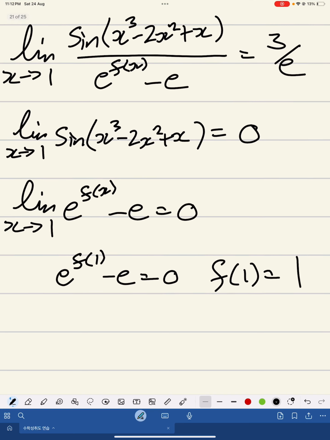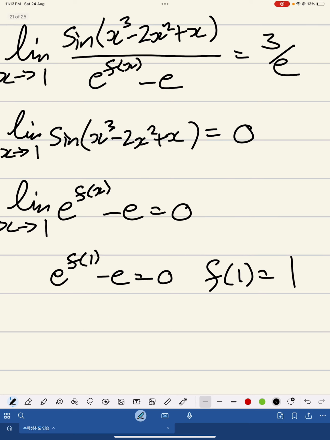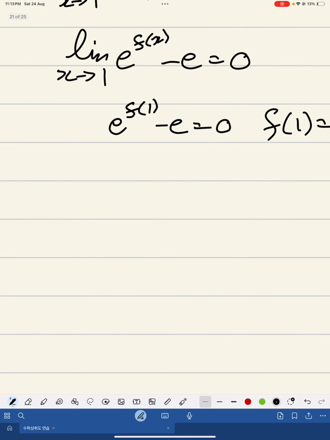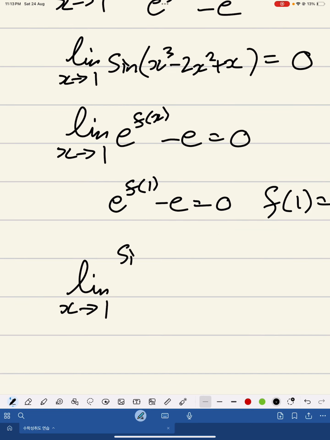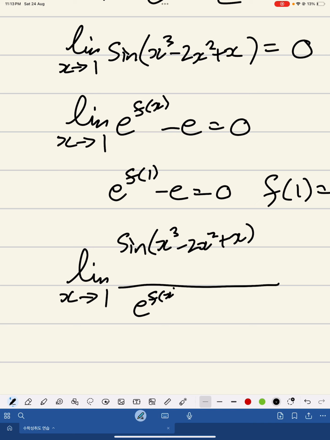Therefore, with this information, it doesn't have to be this, but because we're also given that f(x) is a cubic function, therefore being a polynomial, we can divide it into both numerator and denominator to make it a 0 over 0 indeterminate form, and the limits will not change. What I'm saying is we can rewrite this as the limit as x approaches 1 of sine of (x cubed minus 2x squared plus x) over, the original was e to the f(x) minus e, right?